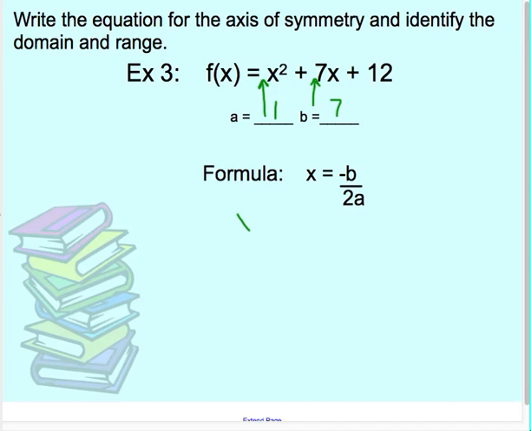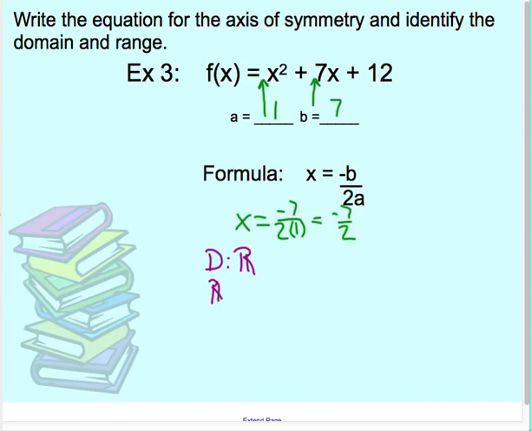So we substitute that into our formula. The opposite of 7 is negative 7 over 2 times our a value, which was 1. So we have an axis of symmetry at negative 7 halves. So that's the first part. The second part is domain and range. So again, domain for all quadratic functions is all real numbers.